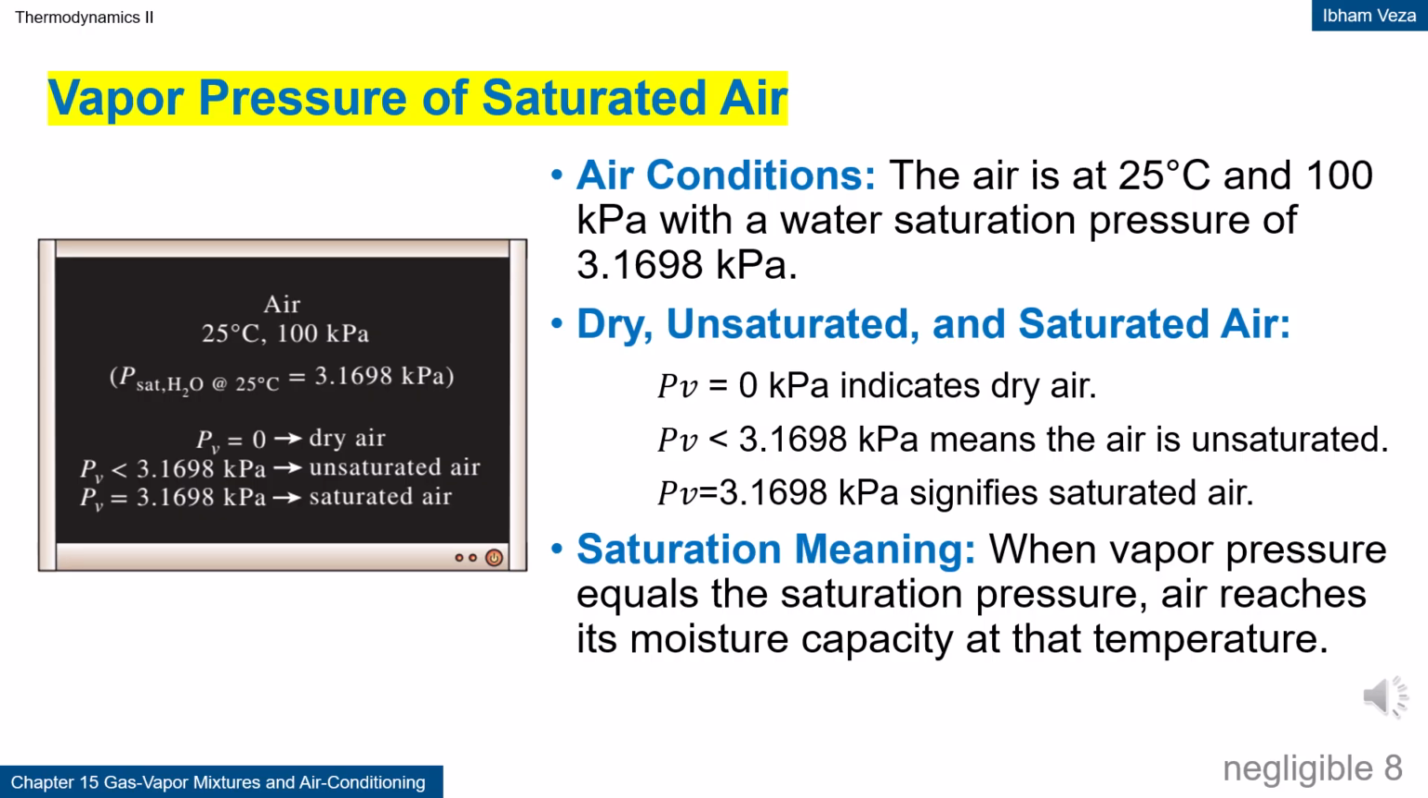Vapor pressure of saturated air. At 25 degrees Celsius and 100 kilopascals, the saturation pressure of water vapor has a specific value that defines the saturated condition. If the vapor pressure is 0, the air is called dry air. If the vapor pressure is less than the saturation pressure, the air is unsaturated. If the vapor pressure equals the saturation pressure, the air is in the saturated state.